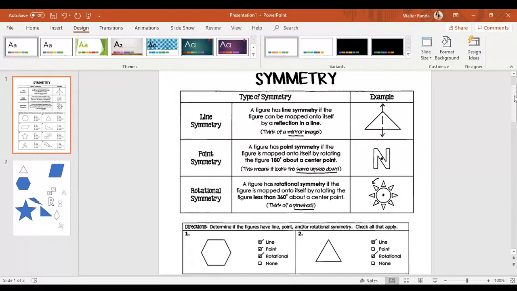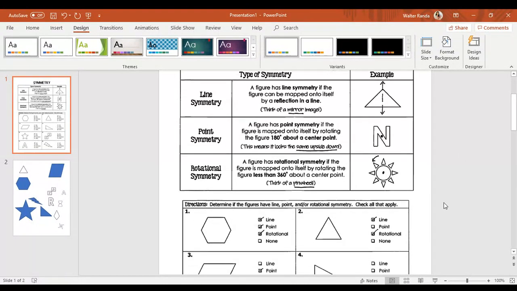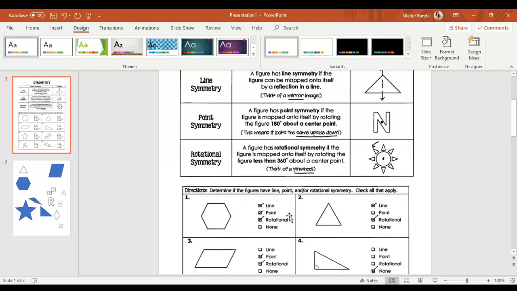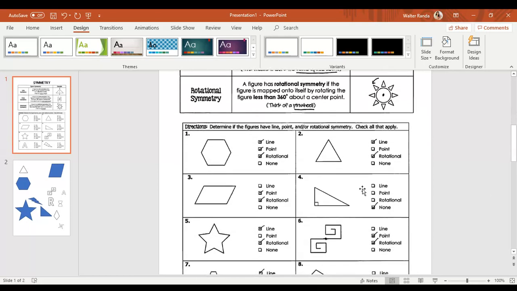So your job is basically going to be to identify these figures and if they have line, point, rotational, or no symmetry. Okay, so here are some examples that we're going to look at, and I'm going to show you some rotations off to the side here so you can see a little bit better. So if we look at this hexagon here, this has line symmetry, point symmetry, and rotational symmetry. So let's look at why.